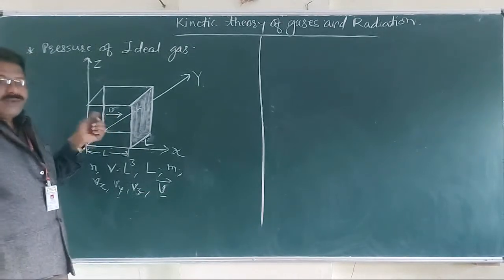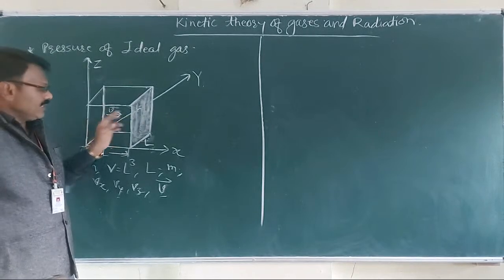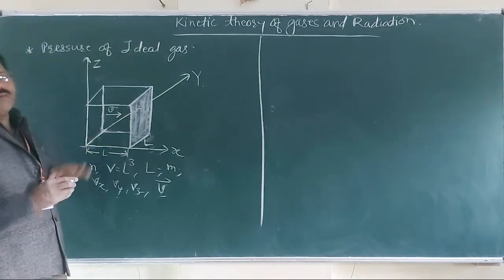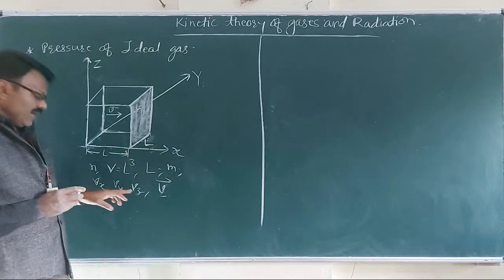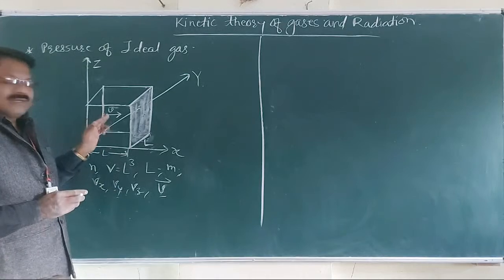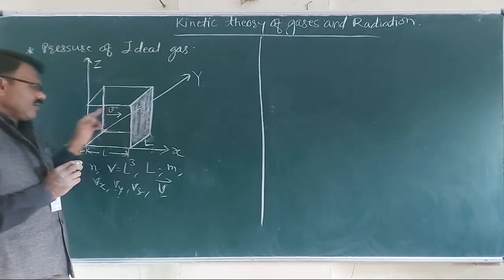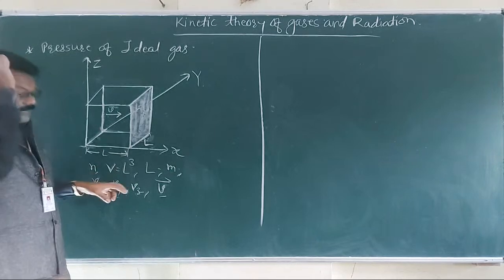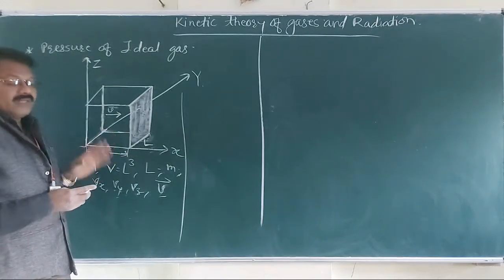Now consider a typical molecule moving with velocity v. When it collides with the shaded face, only the x component of velocity is reversed, and the other components, vy and vz, the y component and z component, are not altered. When it collides here, only the velocity along the x axis is reversed. The velocities along the y axis and z axis, the components of velocity along y and z, these are not altered.